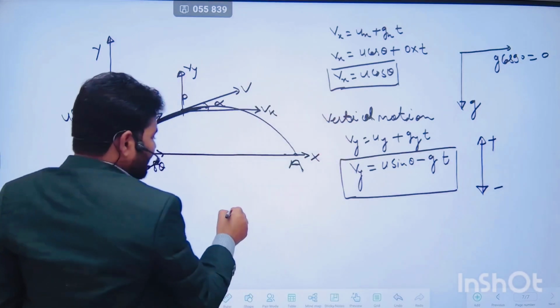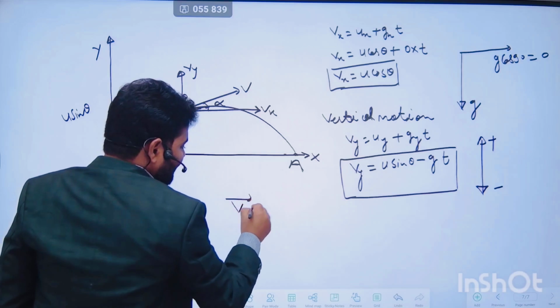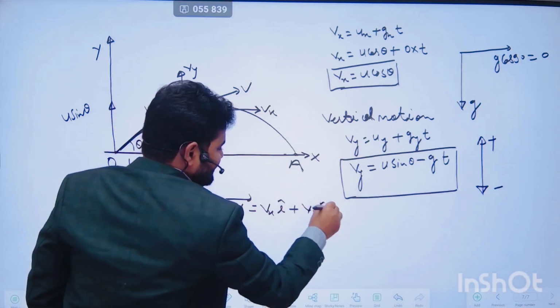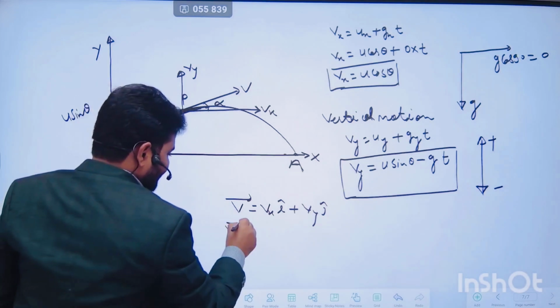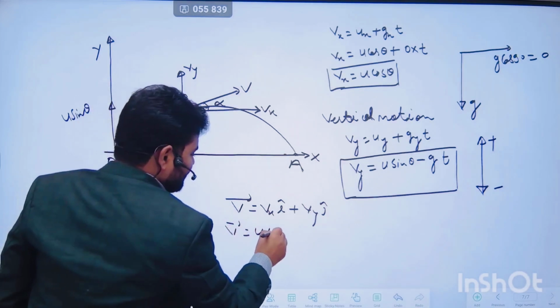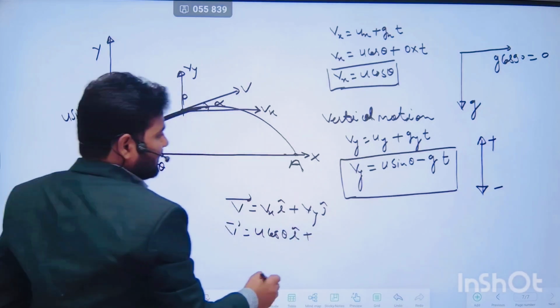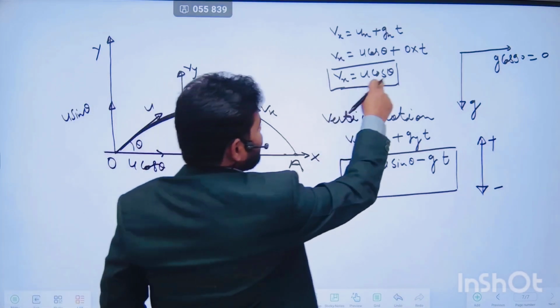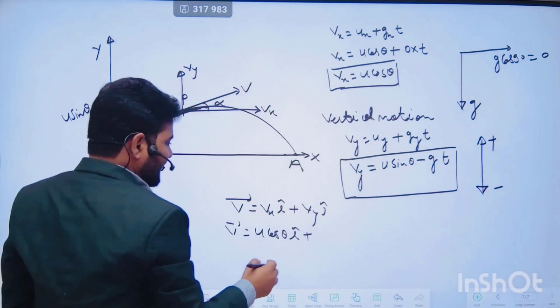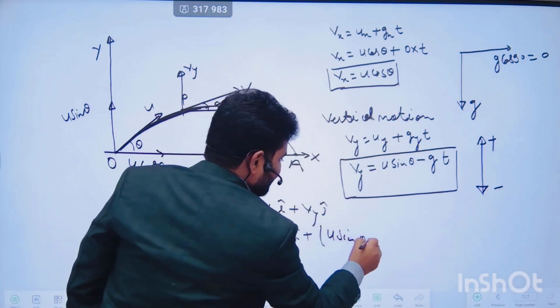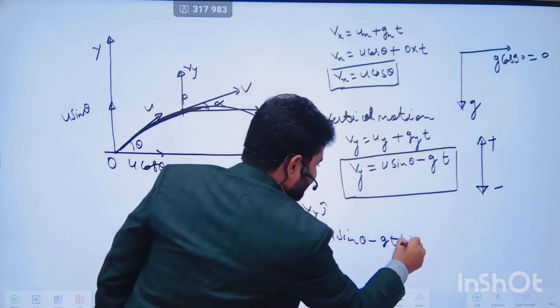What about the net velocity? The vector form of net velocity we can write here as Vx i cap plus Vy j cap. So from here we'll get Vx is equal to U cos theta i cap. Here it remains always constant. Okay, and what about Vy? Vy is equal to (U sin theta minus gt) j cap.